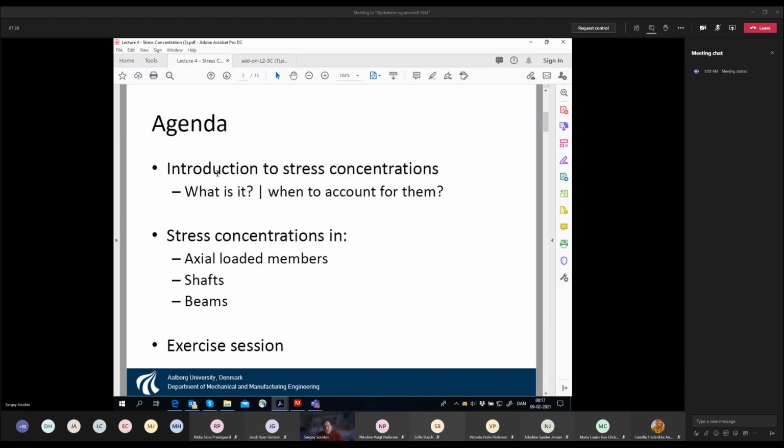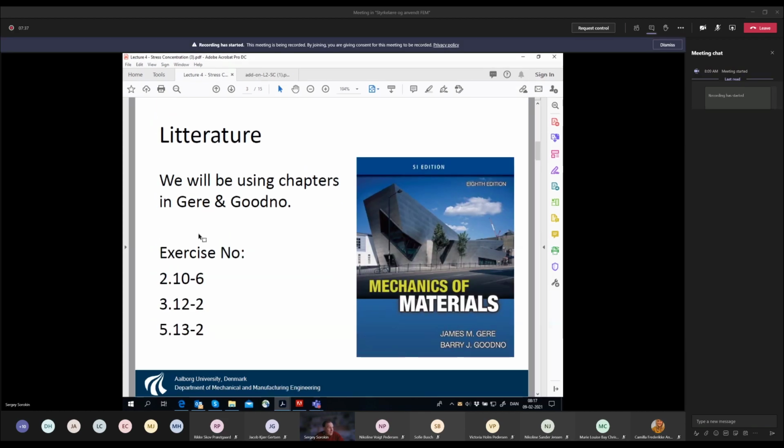So I'm not going to go into more detail on this, but this is the problem which we are going to exercise. You see, we have these three exercises. They will be quite relevant, and I will also spend some time solving one more exercise.